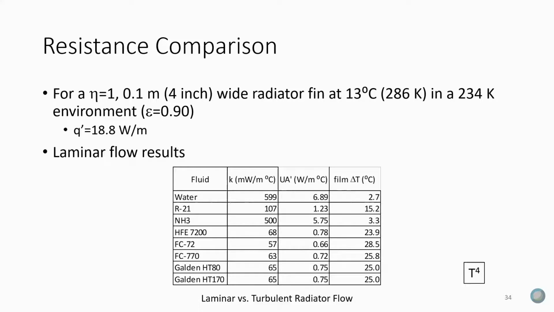Over on the right is our film delta T in this condition. And so for water and ammonia, it's acceptable. It's a couple, 3 degrees, you can live with that. But once you start getting to anything with a lower thermal conductivity, and that's the break point here, you've got a very high film resistance. You've got 20 degrees centigrade. And in a T to the 4th environment, 20 degrees centigrade will kill you. Can't tolerate that sort of temperature drop between the fluid and the surface.